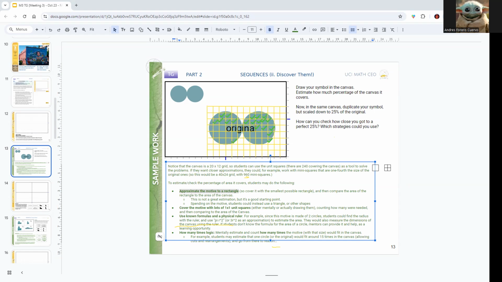What else could we do? Well, let's keep trying. We could also use known formulas and a physical ruler. So let's not forbid that kids maybe know the area of a circle or the area of some triangle, etc. That's knowledge, that's information. And if it helps, go ahead and use it.